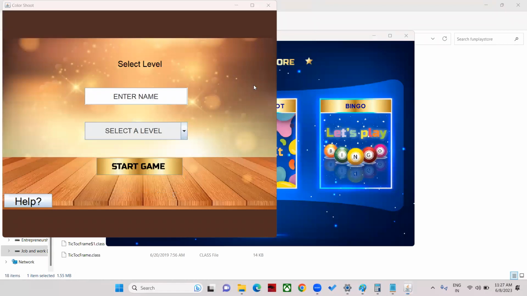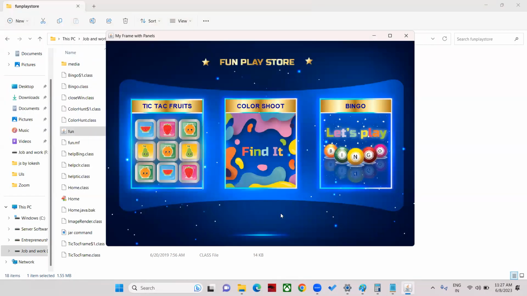Why is the graphics literally dull, I am not understanding. Have you seen this? The images are a little bit clumsy. Okay, fine, not a problem.